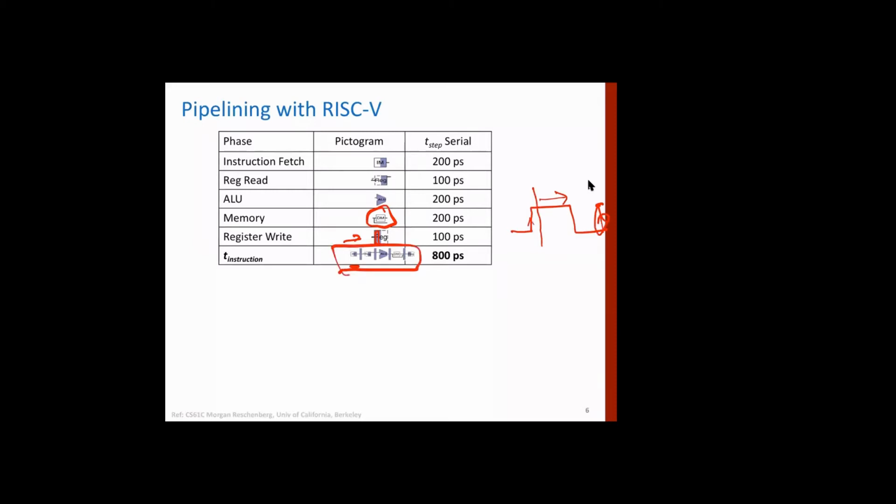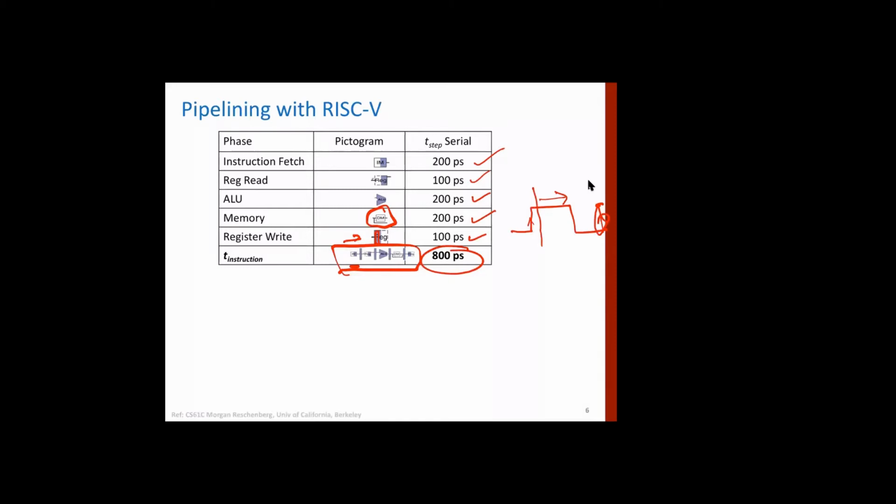So let's assume instruction fetch, where the memory is involved, takes 200 picoseconds. Register is faster than memory, so let's assume that takes 100 picoseconds. The ALU takes 200 picoseconds. For ALU operations, memory takes 200 picoseconds and register takes 100 picoseconds. So overall 800 picoseconds. This work can be done in case it's not pipelined.